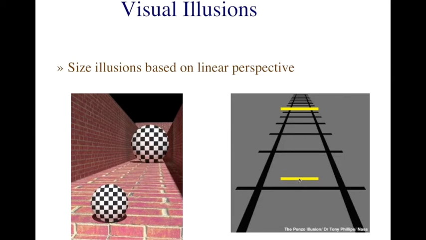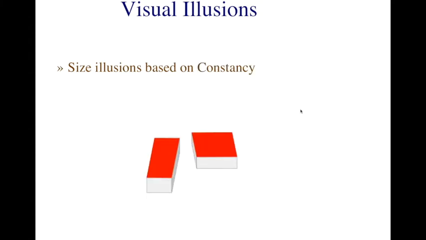Since they're exactly the same length, in terms of how much space they take up on your retina, the brain decides that the one that's further away must therefore be larger. Other size illusions are based on what we call perceptual constancy. Perceptual constancy is the idea that an object doesn't change just because environmental conditions changed.